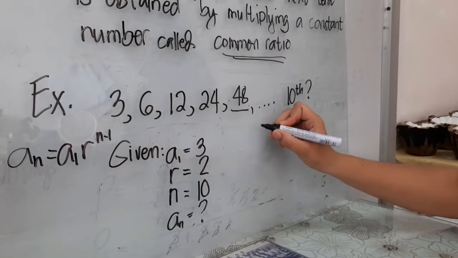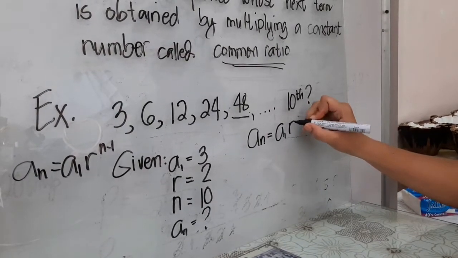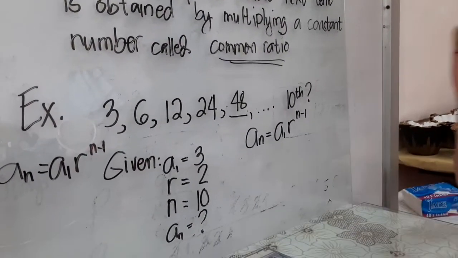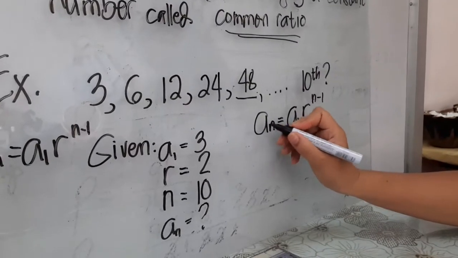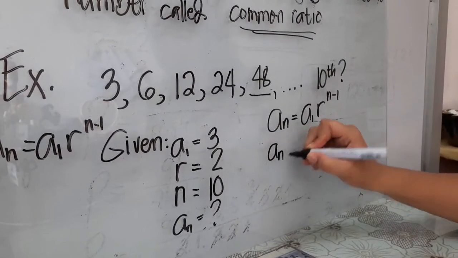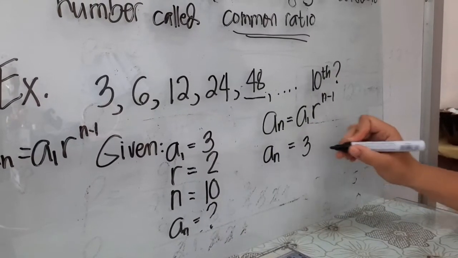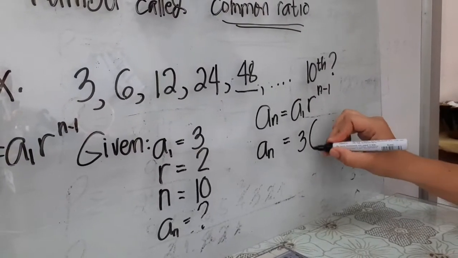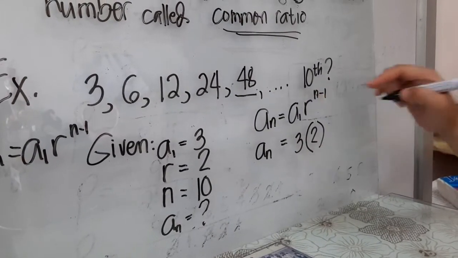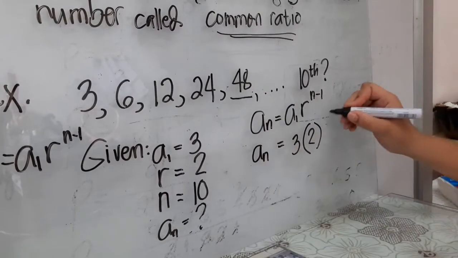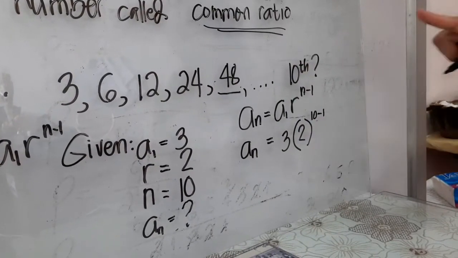First, apply our formula. Our formula is a sub n equals a sub 1 times r raised to the power of n minus 1. First step, as always, substitute the given. So since we don't have a sub n, or our last term, so we just copy a sub n, equals, our first term, of course, is 3. So we substitute that one by 3. Our r, of course, substitute that one by 2. We'll put parentheses to emphasize that it has an exponent. So our n here is 10, so we substitute 10 minus 1. And this is how we substitute our given from our formula.